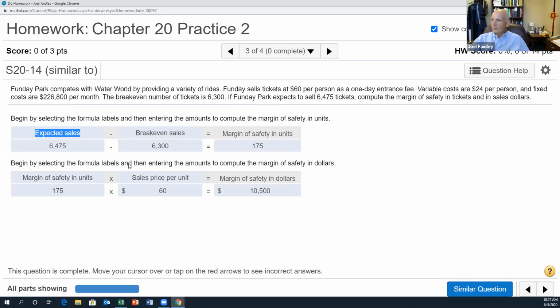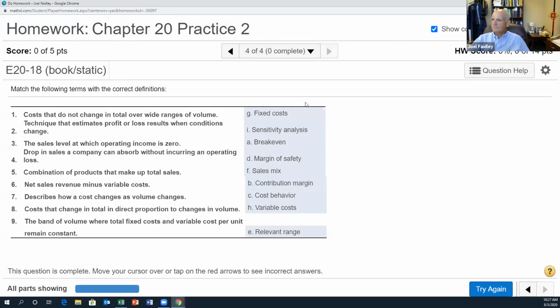And what is that in dollars? Well, 175 times my sales price. Margin of safety. Finally, number 4. All right, costs that do not change in total over wide ranges of volume. Fixed costs. How do those numbers not line up?